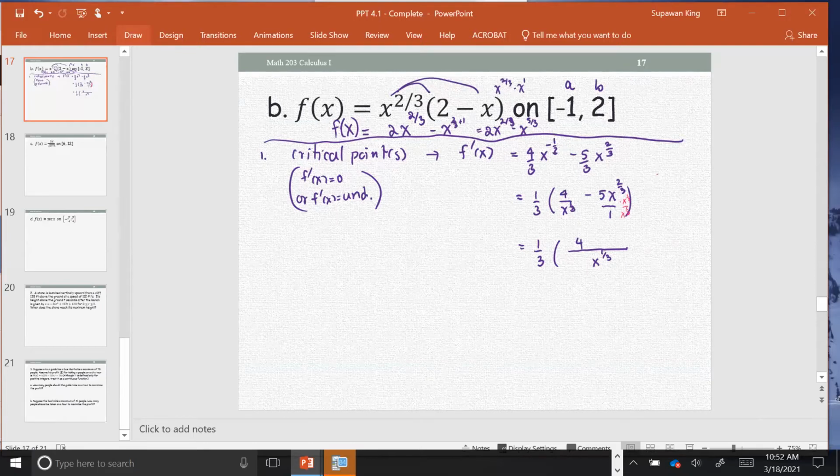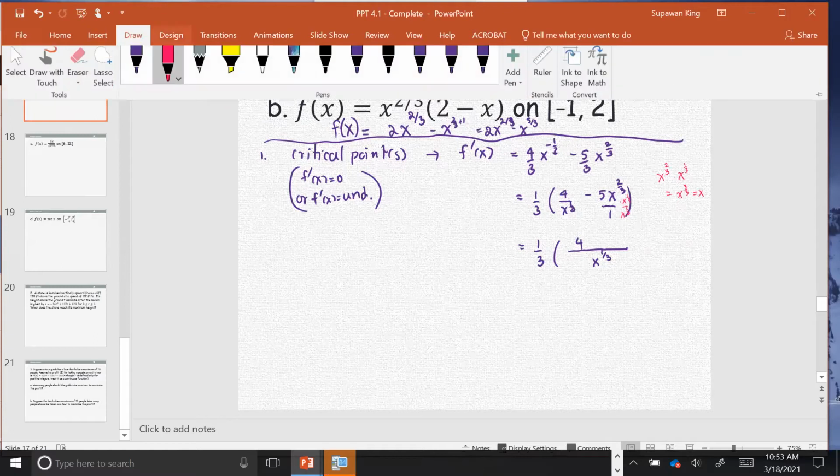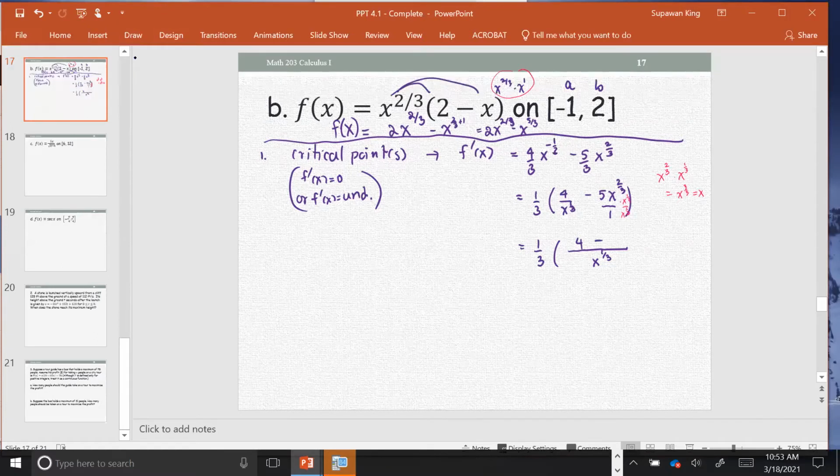If we multiply x to the 2/3 by x to the 1/3, same property that we did at the beginning, this will give you x to the power 2 plus 1 divided by 3, which is 3/3, or just the whole quantity x. You guys follow? So it becomes minus 5x. So this is the simplified form of the derivative when you use the expanded form.